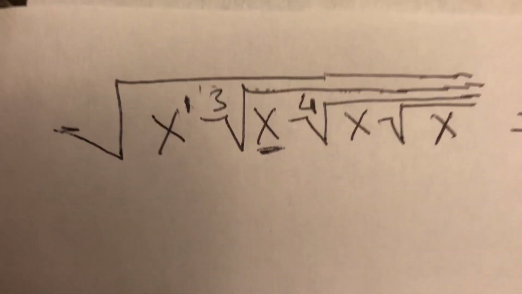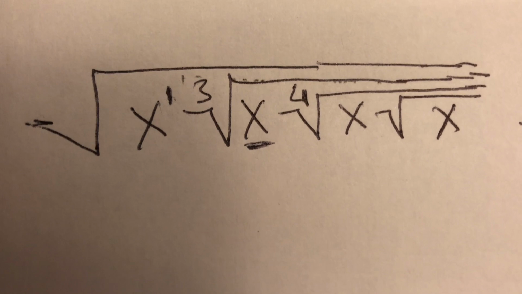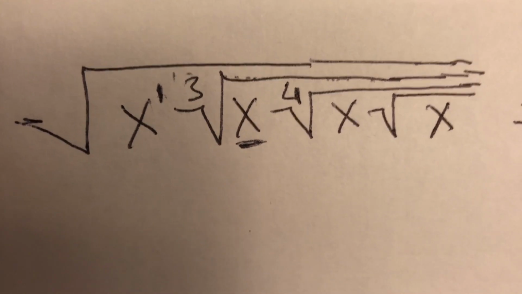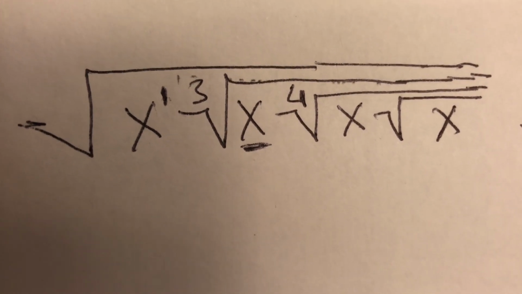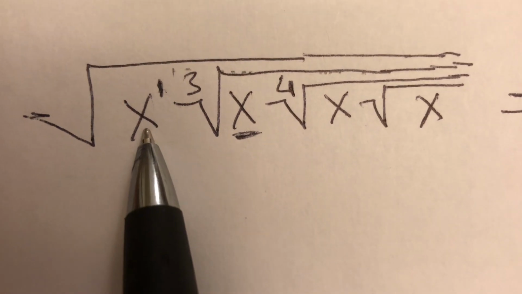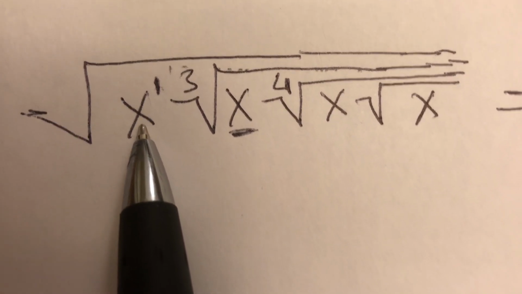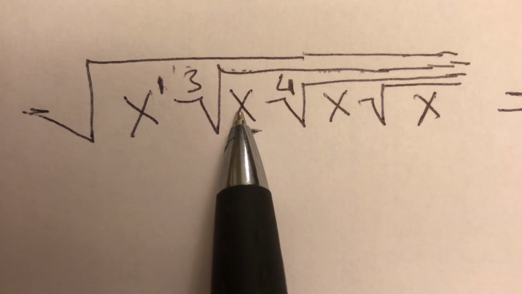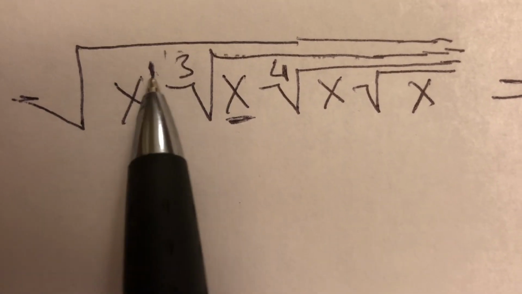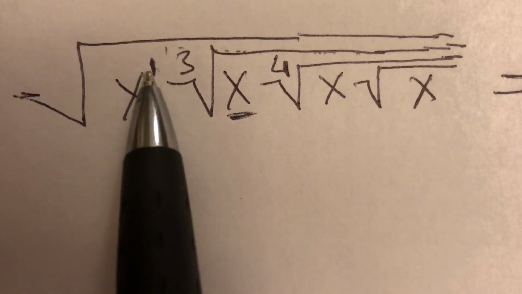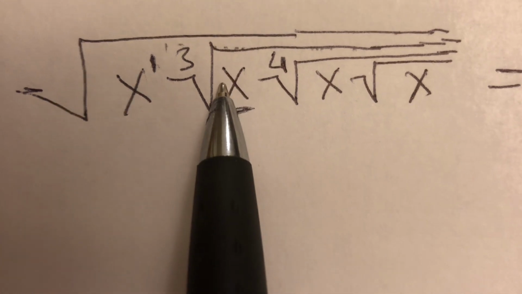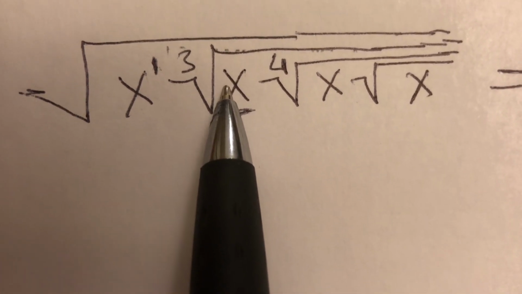Let me try to answer the challenging question. Here we have this expression, nested radicals. And now this radicand here, I want to put inside this radical. But in order to put it inside this radical, I have to multiply the exponent 1 by the index 3. And then I can put it inside this radical.